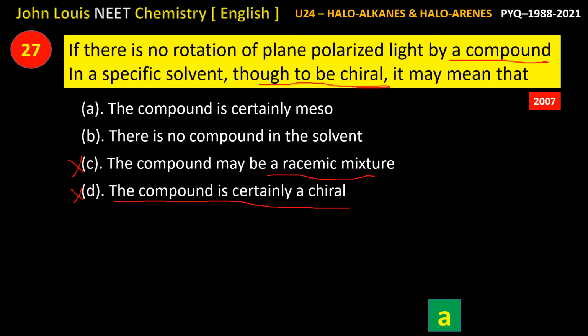So option B is that there is no compound in the solvent, the compound is certainly meso. So here for optical isomerism, we have to see whether it is meso or not. For example, if I give you tartaric acid, with H, OH, and COOH, and here there is a carbon, here there is a carbon.